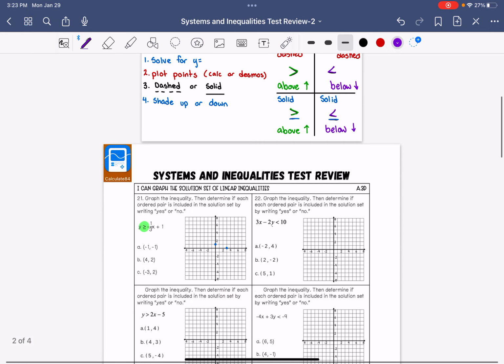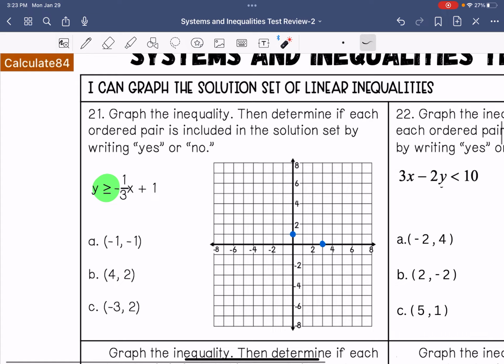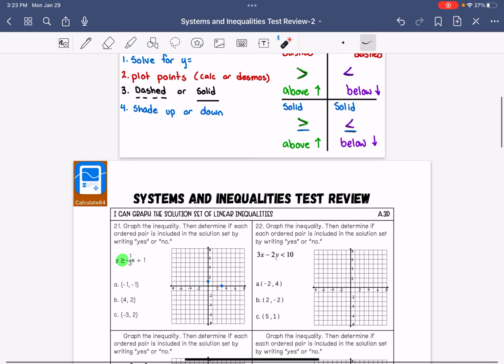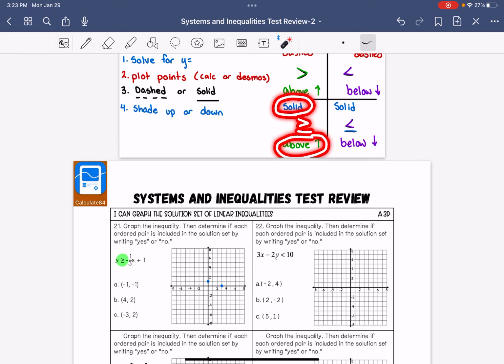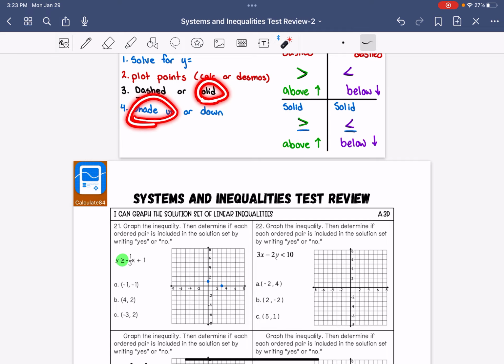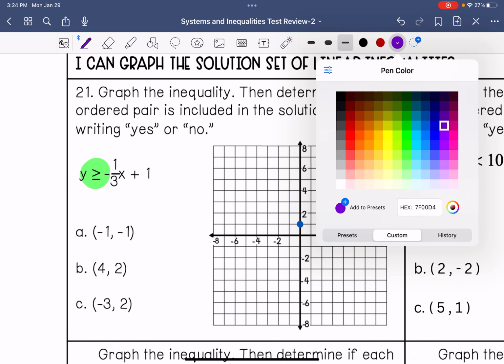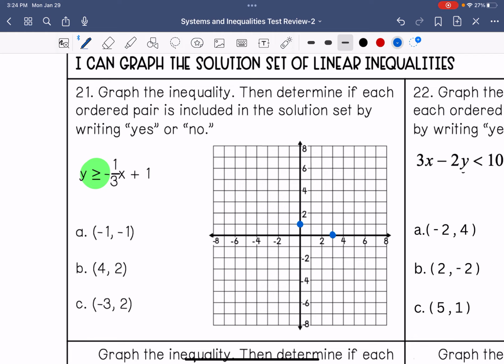Okay, so using my chart, I'm going to go ahead and take a look at the symbol. I see that as a greater than or equal to symbol. And now I'm going to use my chart and figure out if it's a dashed line or a solid line. Well, greater than or equal to looks like it's going to be a shade above, solid line. Okay, solid line shaded above. So now I'll go ahead and do that. I'll connect those dots that I drew with a solid line. And then I will shade above.